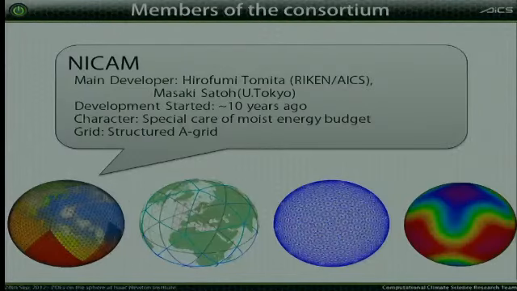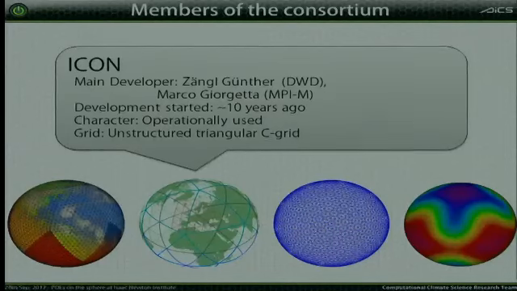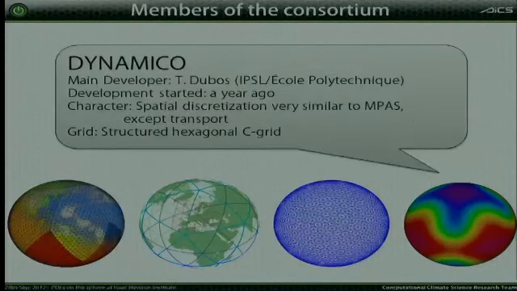We have 4 icosahedral grid models. One is NICAM. This is a Japanese model, and the main developer is Hirofumi Tomita, the last speaker. ICON is the new German icosahedral grid model. And the third is already a very famous model. This is also a participant in this consortium. And the fourth is the newest icosahedral grid model in this consortium. So now we have 4 icosahedral grid models.